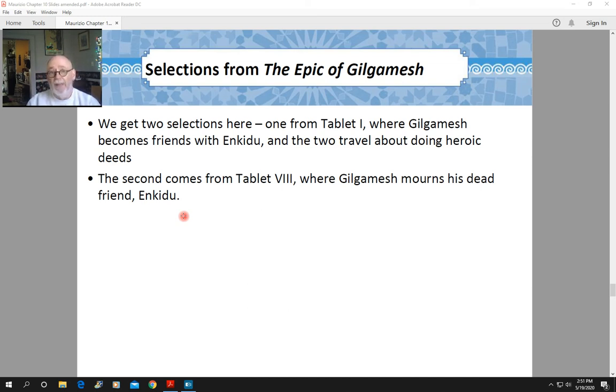But in Tablet 1, Gilgamesh becomes friends with Enkidu, and the two are setting out to have the heroic adventures. The second selection comes from where Gilgamesh mourns his dead friend Enkidu.